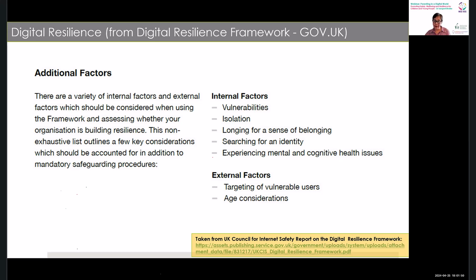So we call those the internal factors. And then, of course, the external factors is the external environment of the internet and the platform they're using, and some people who can target children who may be more vulnerable.